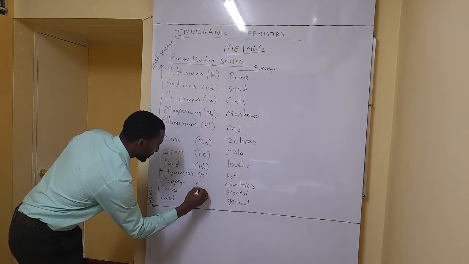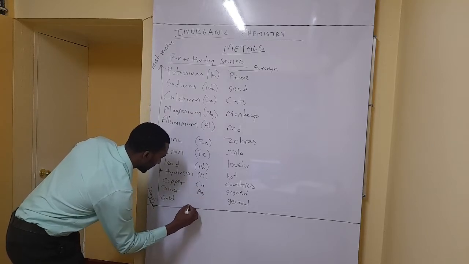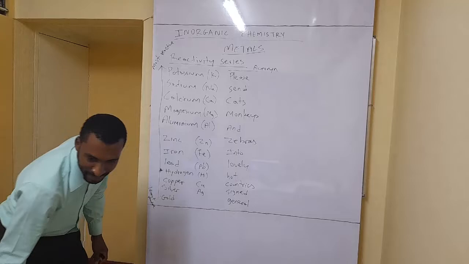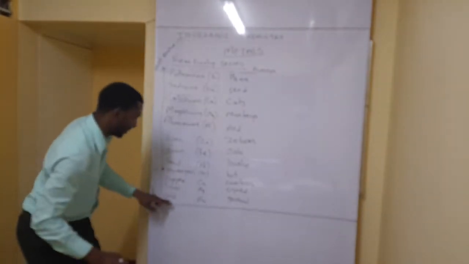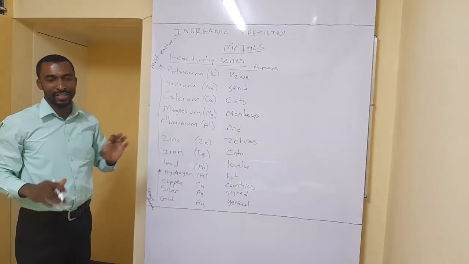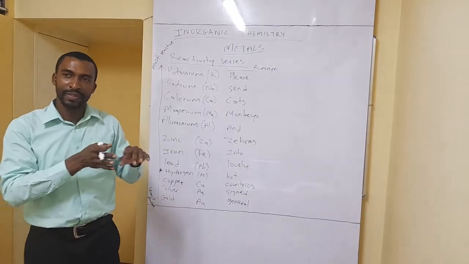H. Copper is Cu. Silver is Ag. Good. And gold is Au. But you don't really have to know this gold part. Just know the general trend: group 1, group 2, group 3, and transition.